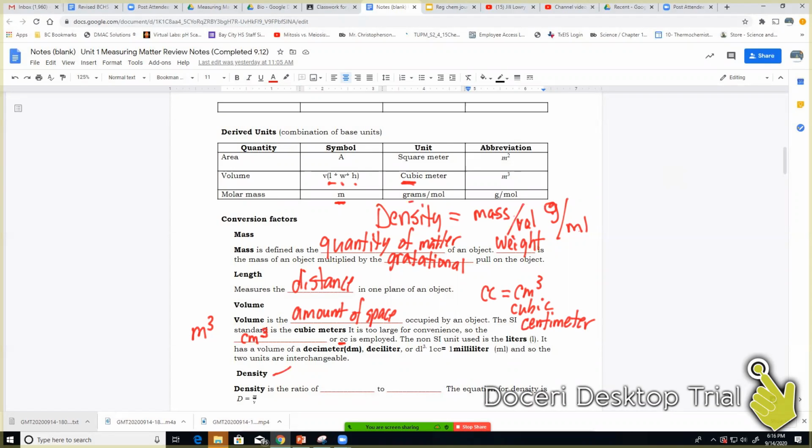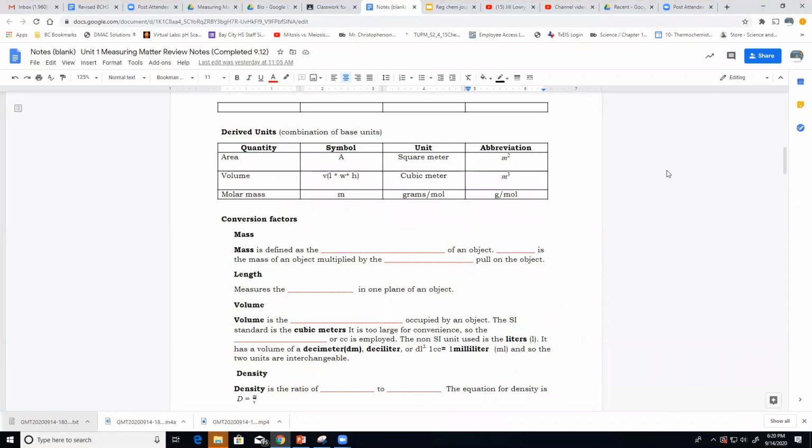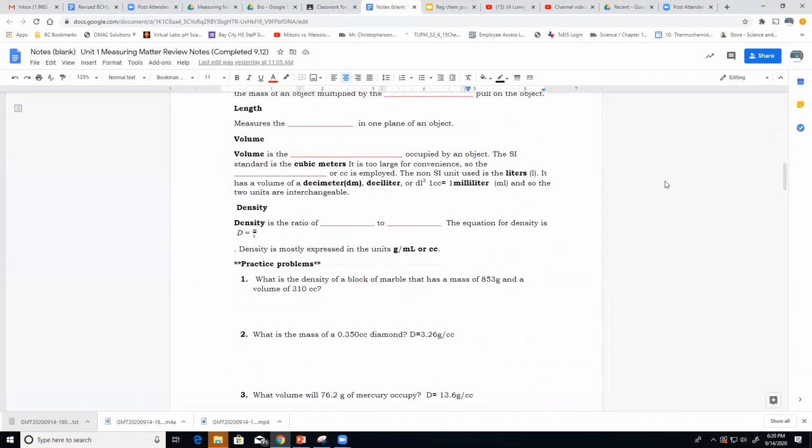The non-SI unit is the liter. It has a volume of a cubic decimeter, or a decimeter cubed. 1 cc is equal to 1 mL. Those two units are interchangeable. So if I have 100 cc's, I have 100 milliliters. So really our main volume units are milliliters, liters, and centimeters cubed. Those are going to be our main ones. All right, let's talk a little bit about density.